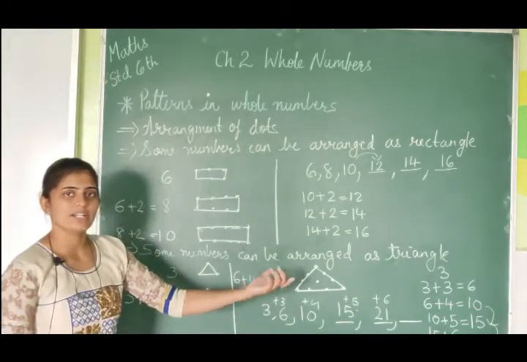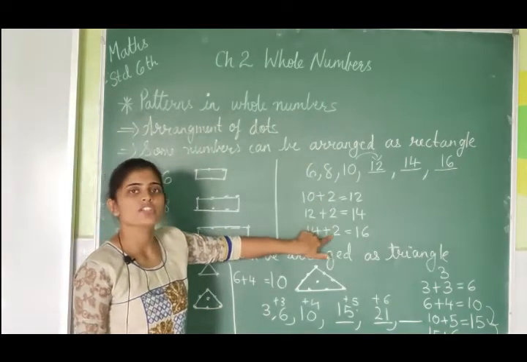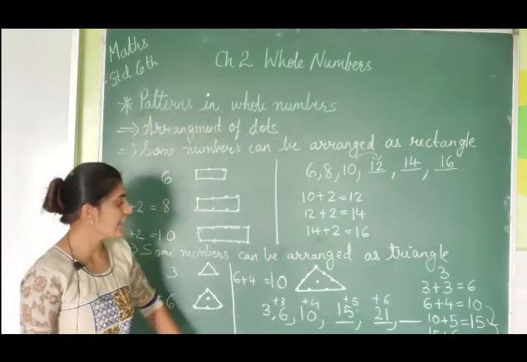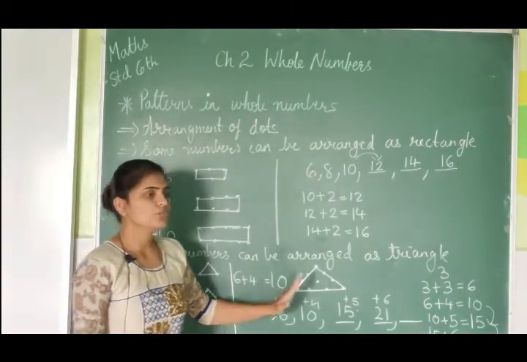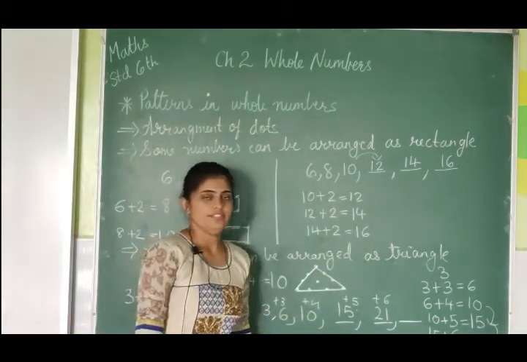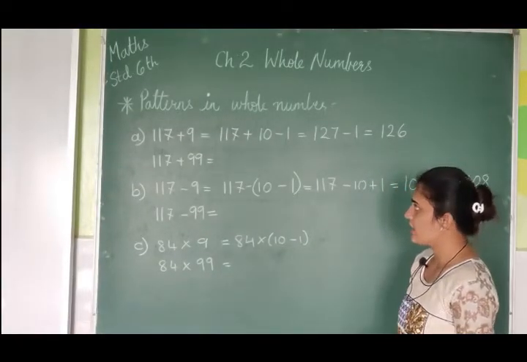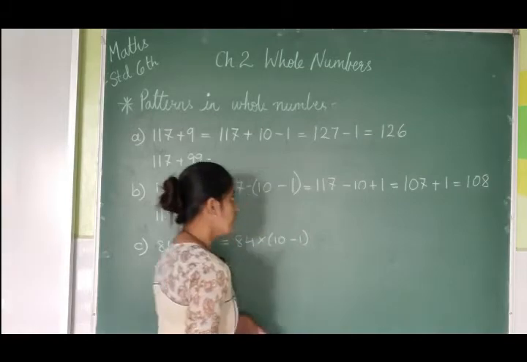This is the way you have to understand that pattern. Over here we were adding 2 to each number, but here we are adding what? 1, 2, 3, 4, 5, 6. That way we are adding to find the triangle numbers. Some examples are given in your textbook. Let us see what is given.